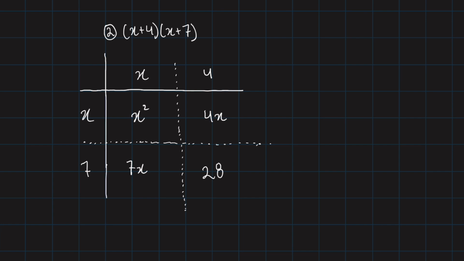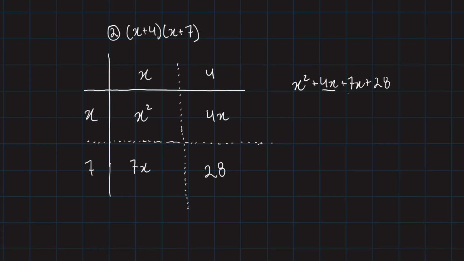And then we do the same thing. We just add them all together. We have x squared plus 4x plus 7x plus 28. And then you check to see if there are any like terms that you can collect, and there are 4x and 7x. Then your final answer will be x squared plus 11x plus 28.